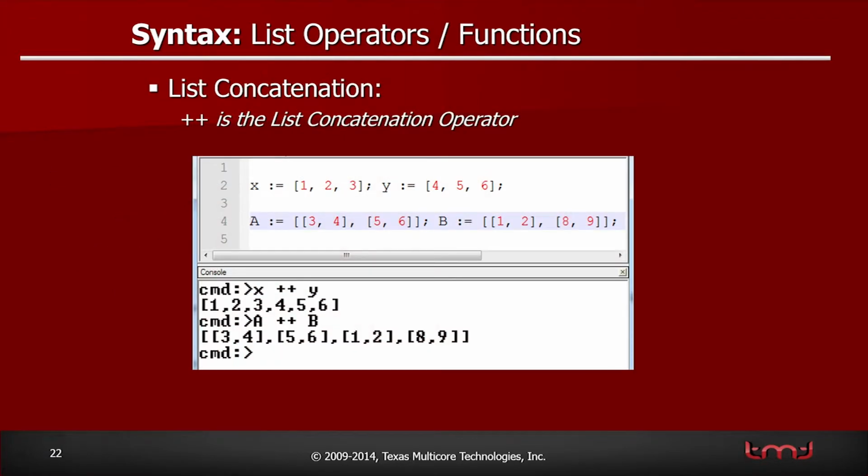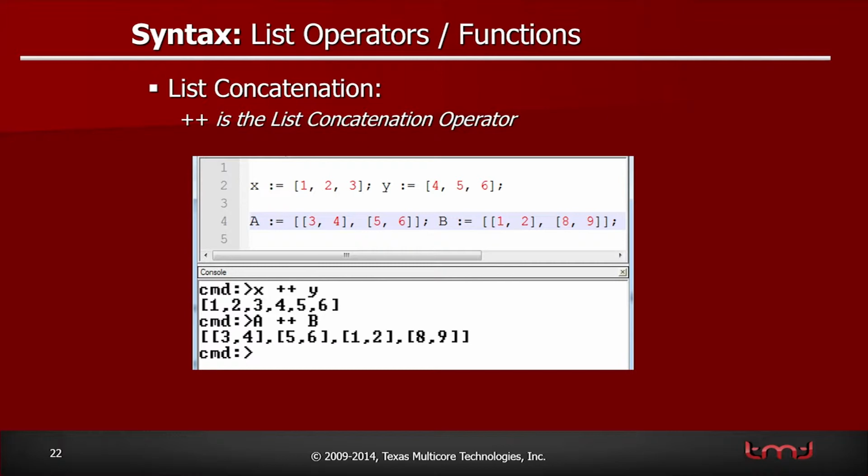SequenceL has a built-in list concatenation operator denoted by two adjacent plus signs. Here we see x defined to be the list 1, 2, 3, and the list y defined to be 4, 5, 6. x ++ y is the list obtained by concatenating x and y and results in the list 1, 2, 3, 4, 5, 6.